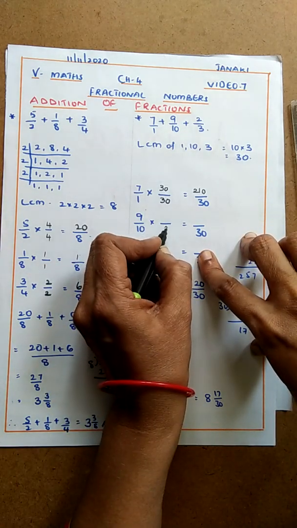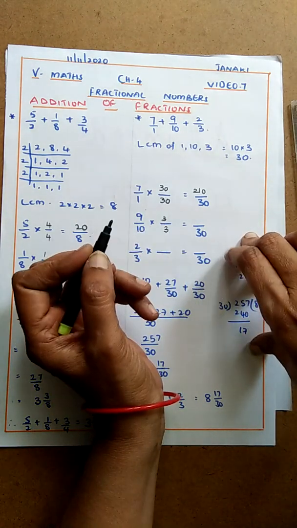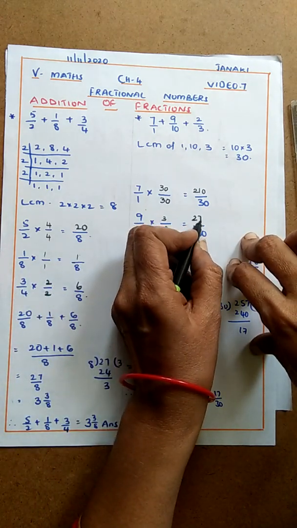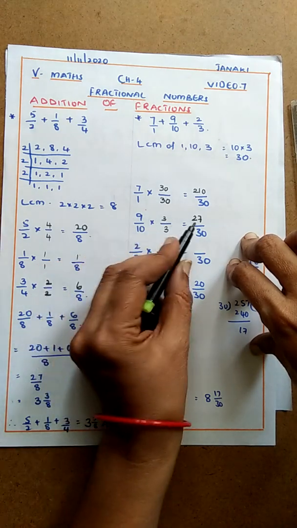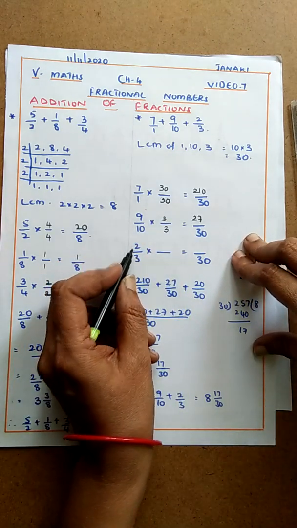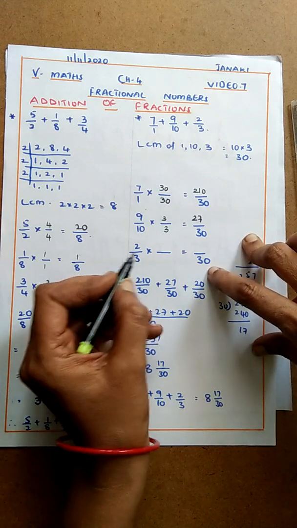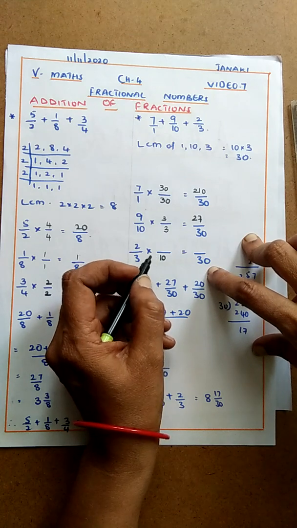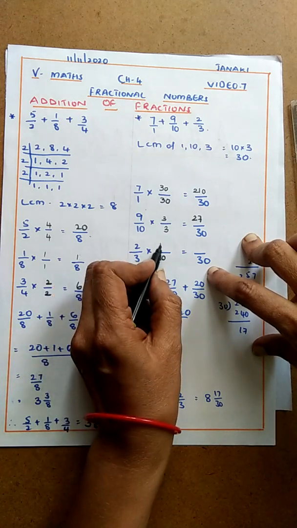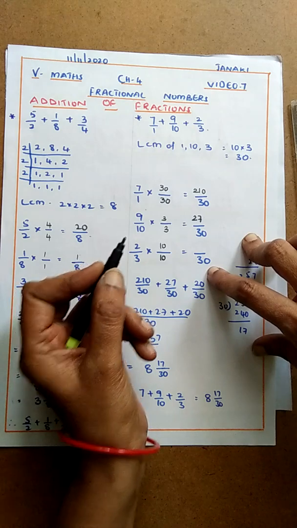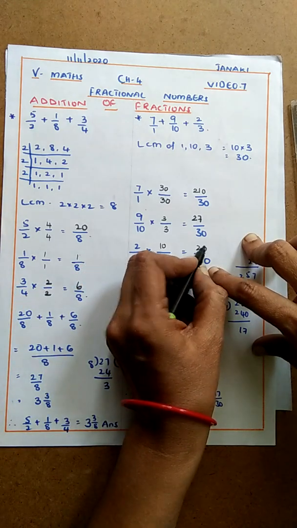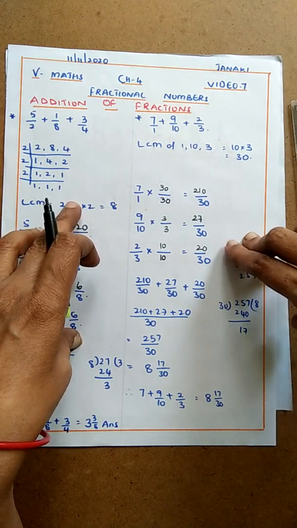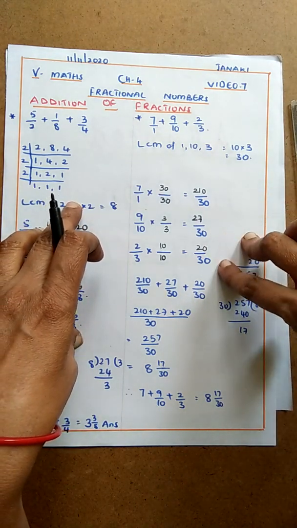Now take 9 by 10 and see how many times 10 goes in 30? 3 times. 10 3s are 30. So multiply numerator and denominator by 3. You get 27 by 30. 9 3s are 27. Next, take 2 by 3 and 3 goes 10 times in the denominator 30. So multiply numerator and denominator by 10. So 10 twos are 20. So we have taken these three fractions and converted them into like fractions with 30 as the denominator.